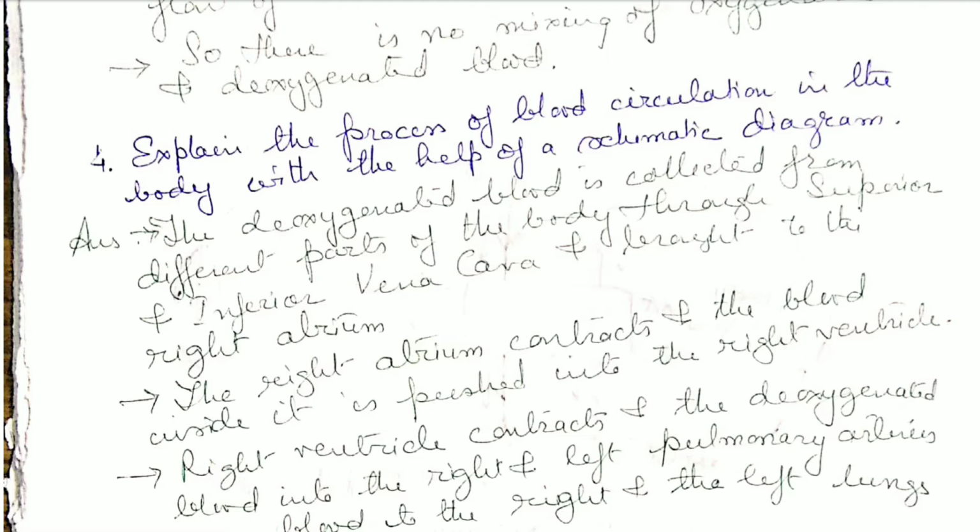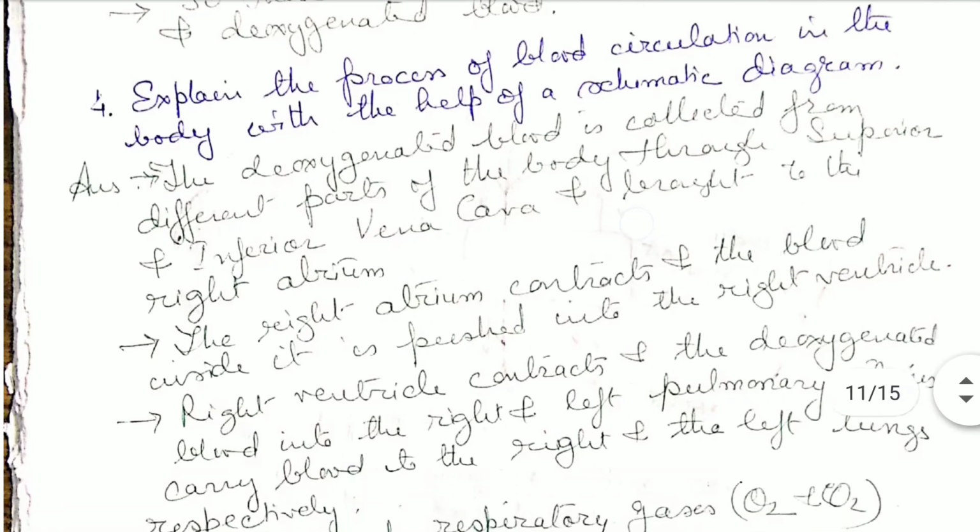Now the deoxygenated blood is collected from the different parts of the body by the superior and inferior vena cava and brought into the right atrium. Superior vena cava brings the blood from the upper parts of the body and inferior vena cava from the lower parts of the body, and both are draining into the right atrium. Then the right atrium is contracting and the blood is flowing through the tricuspid valve into the right ventricle.